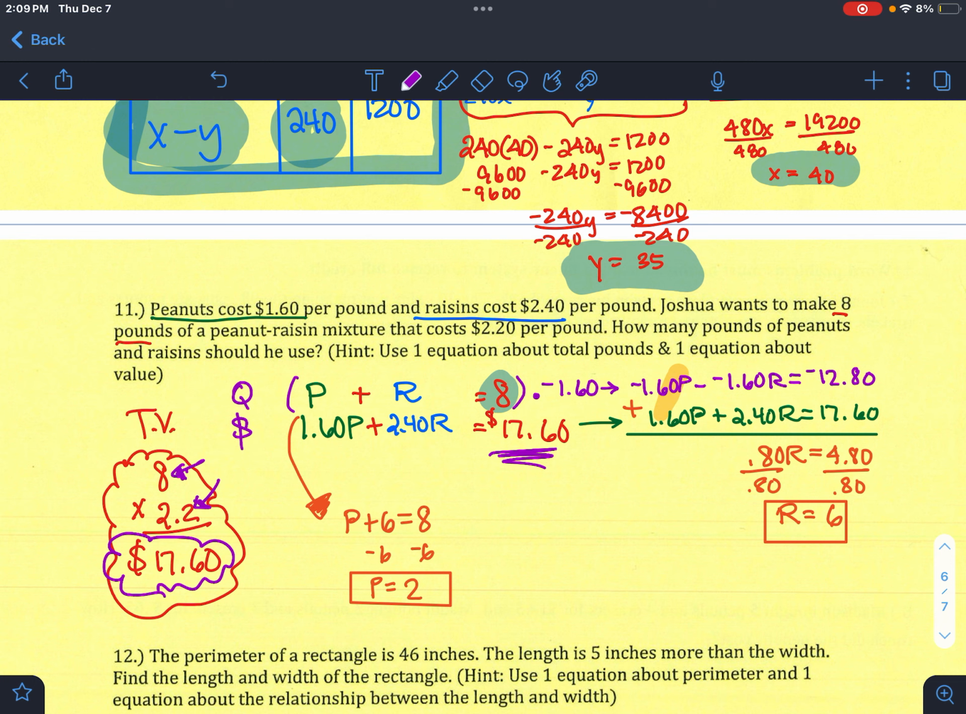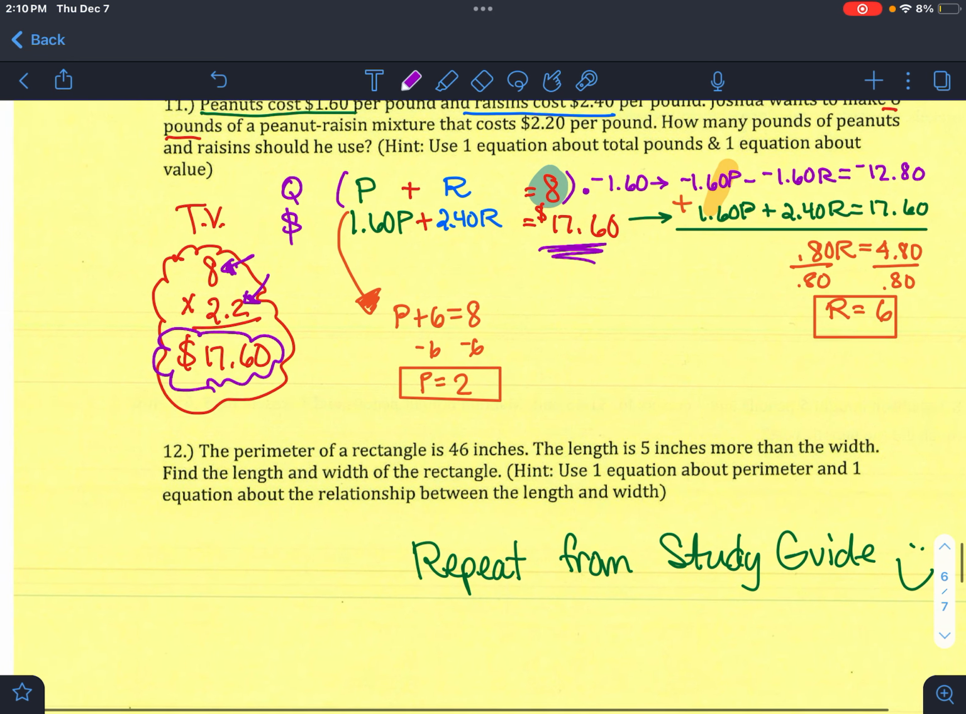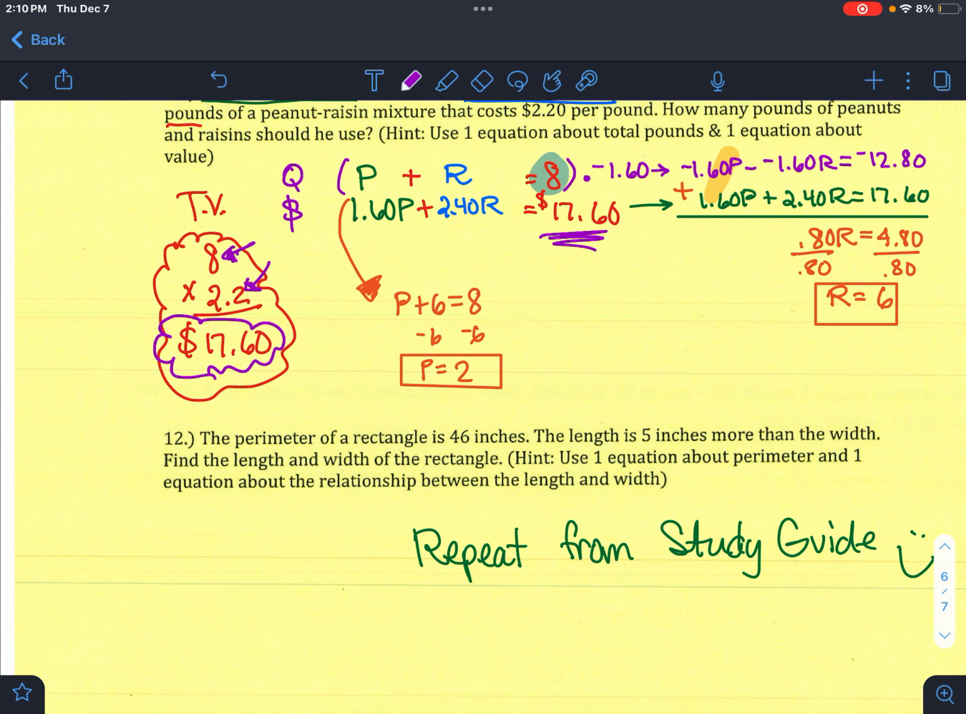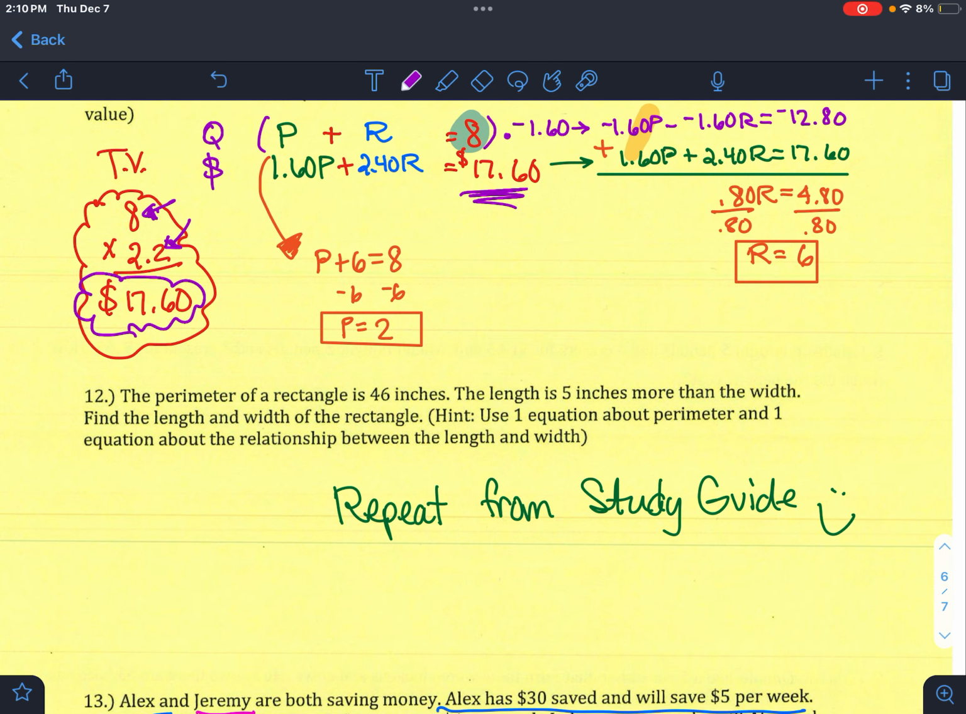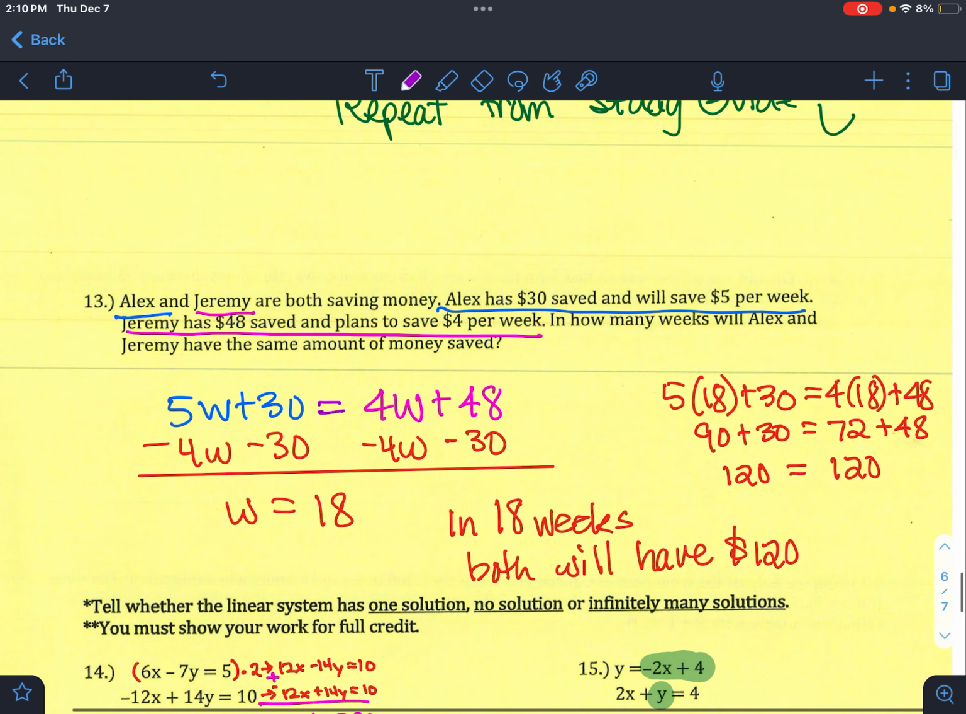And then I went ahead and solved by elimination. I eliminated the peanuts and solved for the raisins, and then I solved for the peanuts, getting 6 pounds of raisins and 2 pounds of peanuts. That's a really raisiny mix if you think about it. Number 12 is a repeat from the study guide, so you can go back up and look at that one.